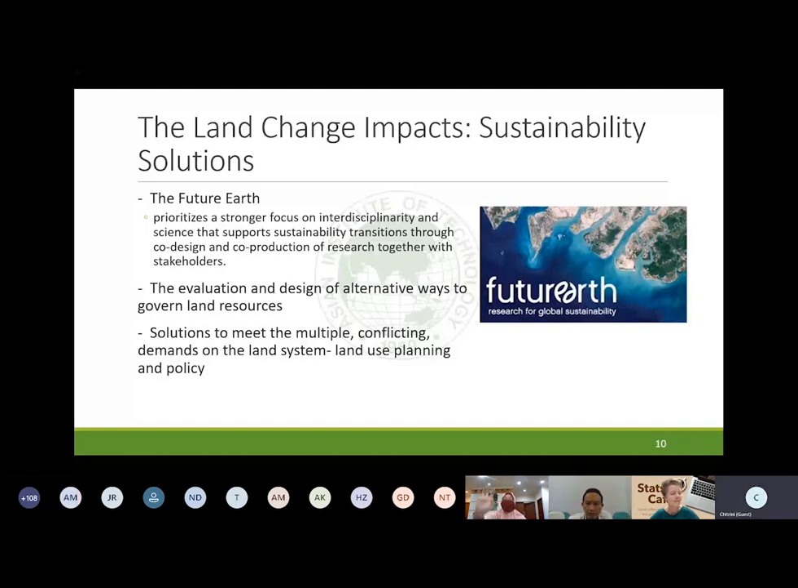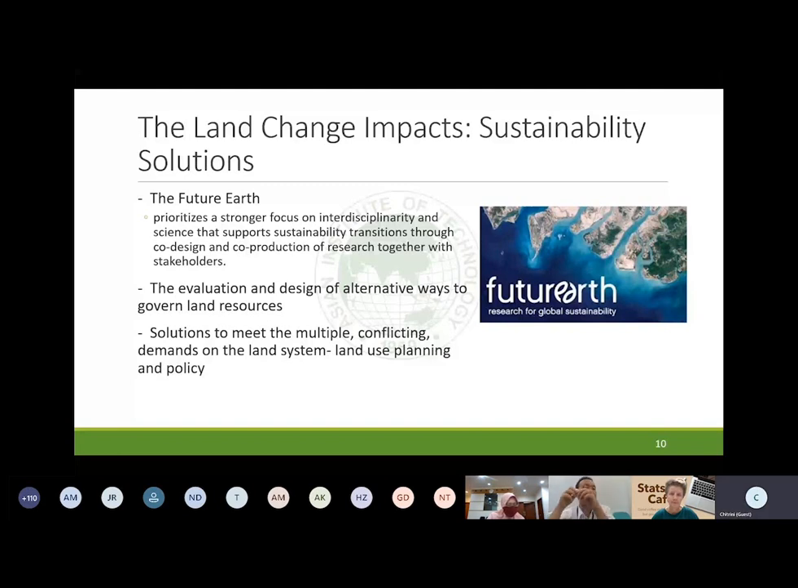So in order to reshape policies and management frameworks conforming to the objectives of SDGs, it is very important to understand the driving mechanisms of land use changes and determine the future patterns of change. And in fact, this has already started. One example is Future Earth, which is an international platform for research, innovation, and collaborations working to accelerate global sustainability.